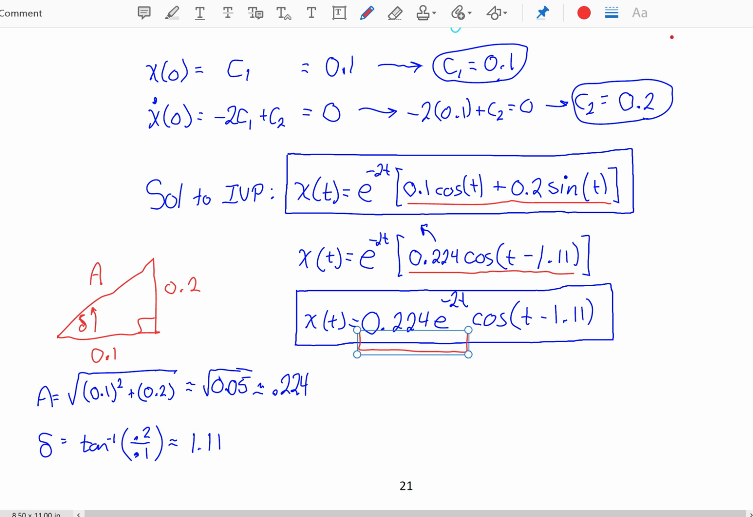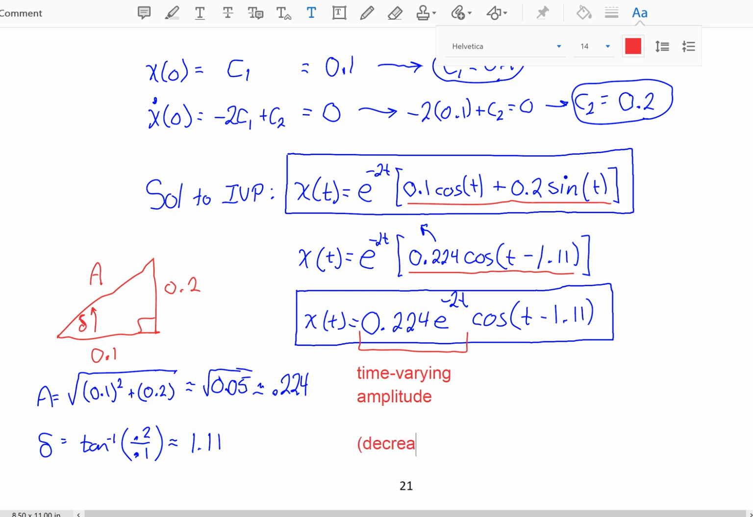So this portion here is sometimes referred to as your time varying amplitude. As time goes on, the value of your amplitude is changing. And specifically, you can say it is decreasing over time, because of that negative exponent on the exponential term here. So this is a decreasing amplitude trigonometric function.